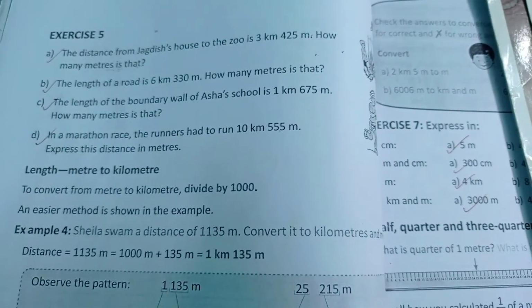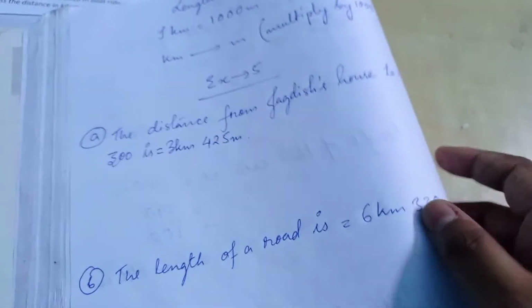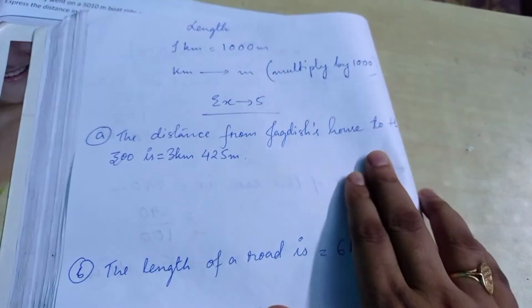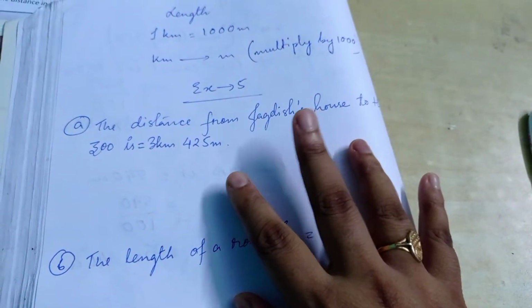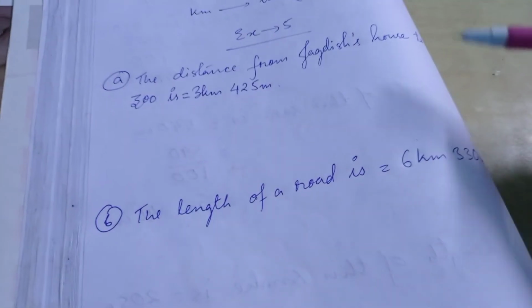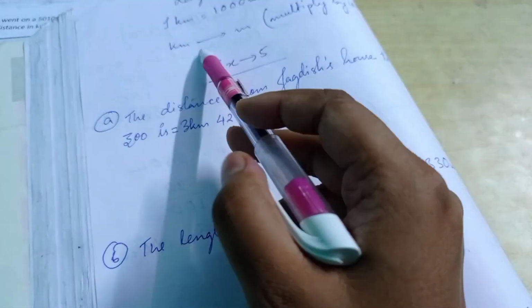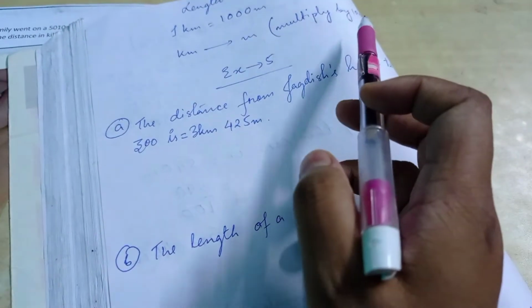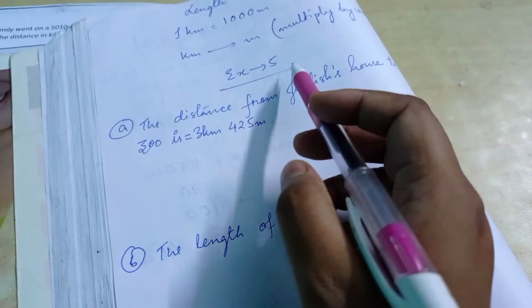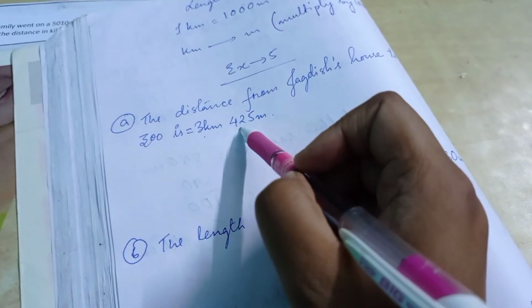The first question of exercise 5 is given that the distance from Jagdish's house to the zoo is equal to 3 kilometer 425 meter. This is the question and you need to convert this one into meter. Very simple, I have already told you, to convert kilometer to meter you need to multiply by 1000. So in this case you can see 3 kilometer 425 meter.